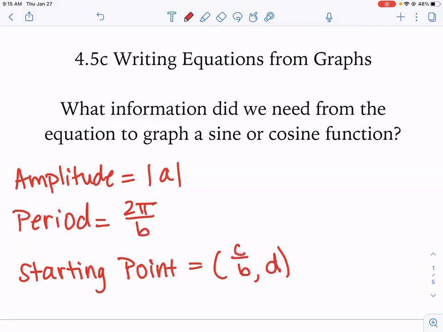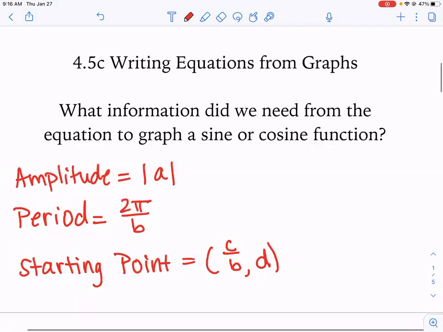So what we're going to do today is we are going to be given a graph, and I'm even going to give it to you in a frame. And from the graph in the frame, we need to identify, hey, what's the amplitude? So we can figure out the A for our equation. What's the period? Well, the period equals 2 pi over B. We need to solve for B. Okay. Where's the starting point of the frame? Okay, well, that's the same as C over B comma D. So we can solve for C and D.